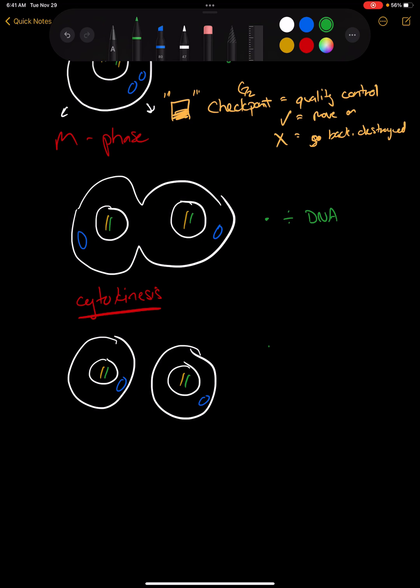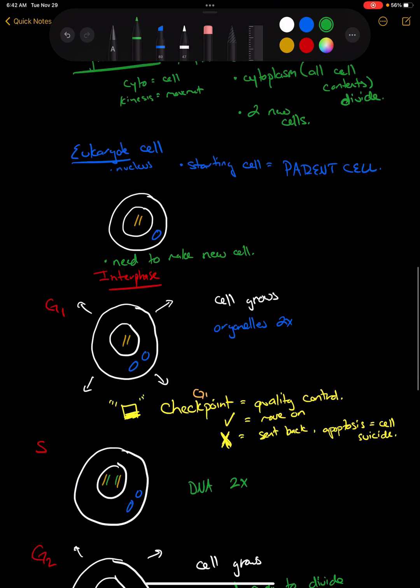So that means in the end, I get two identical cells, right? These cells, because they came from a parent, are called my daughter cells. I just made two daughters. But if you look at those cells right here versus the one I started with up here, they are identical.